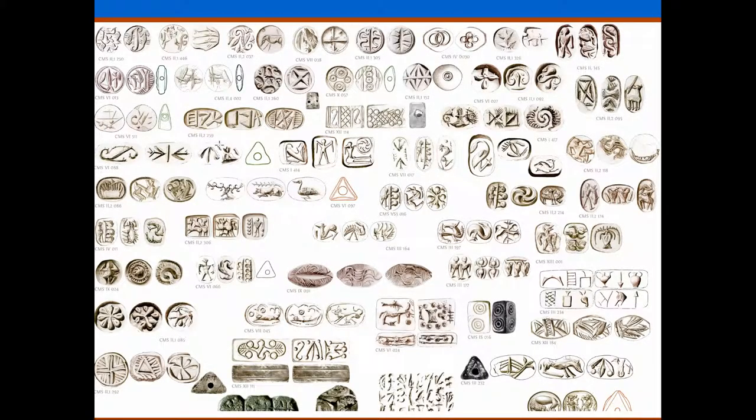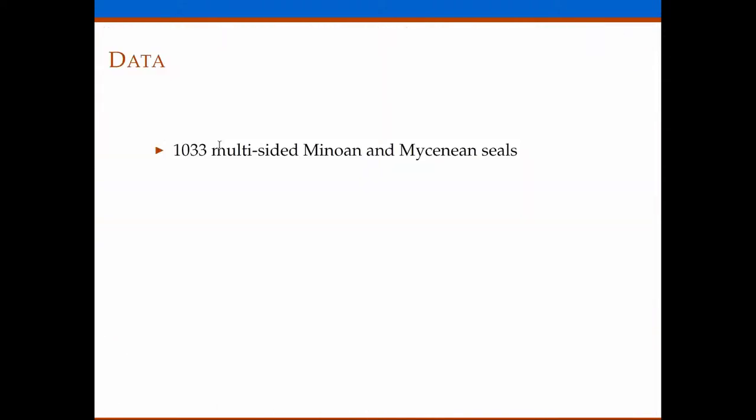What I am dealing with is a bunch of Minoan and Mycenaean seals, which have more than one site for sealing. So, for example, this one here in the middle represents one single seal that has three sites. And I have about 1,033 of them.